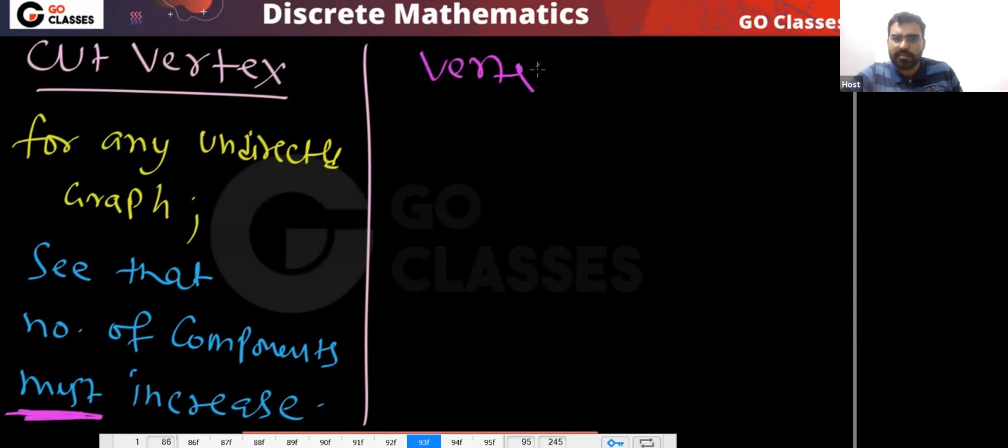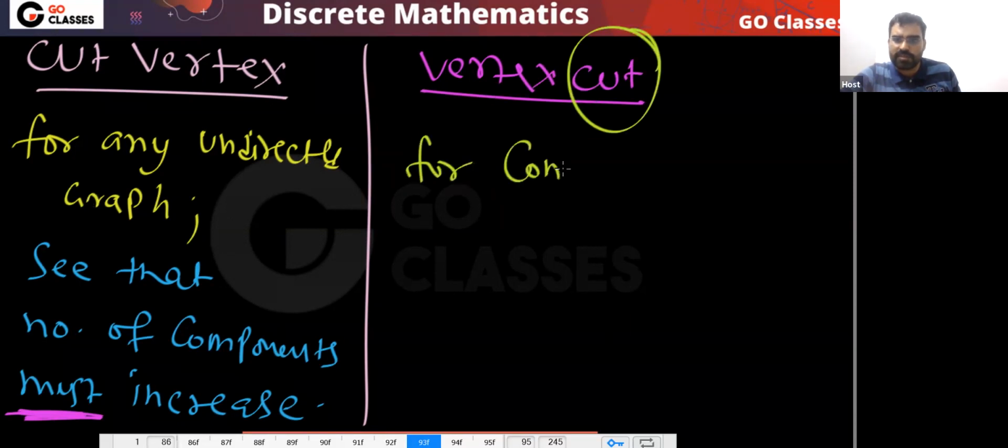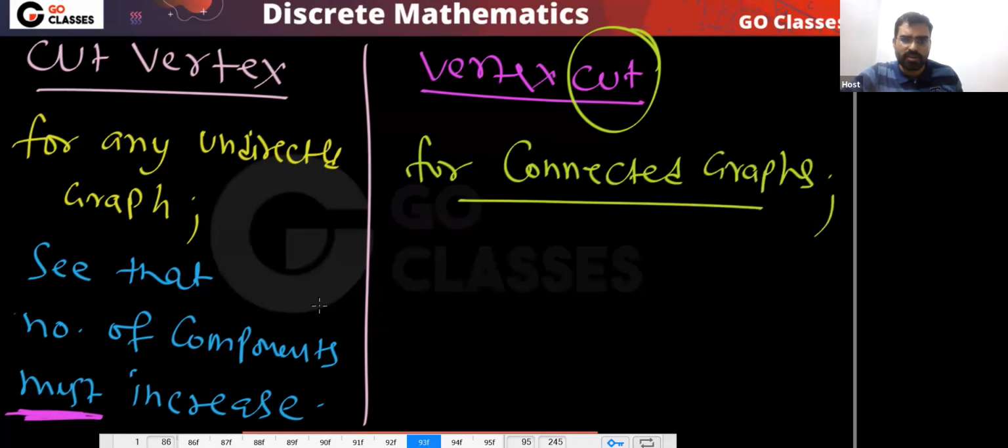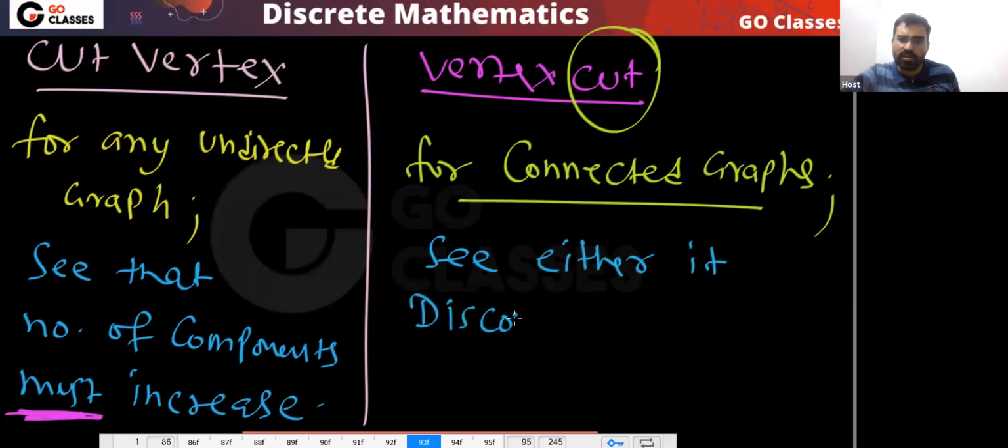And what is a vertex cut? Here the focus is on the cut. This is only for connected graphs. And the definition is what? Either it disconnects the graph, or it leaves a single vertex.